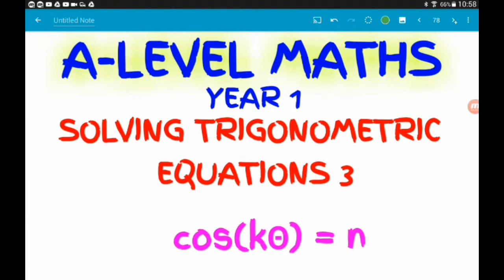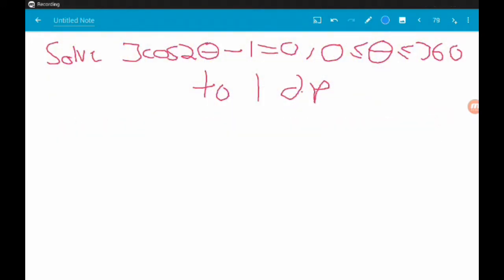What I am going to say that's very important is that cos has the same period as sine, so we're going to use that in the same way that we did with sine. So let's get cracking. Okay, for our first example we want to solve 3 cos of 2 theta minus 1 is equal to 0 for theta between 0 and 360 degrees to 1 decimal place.